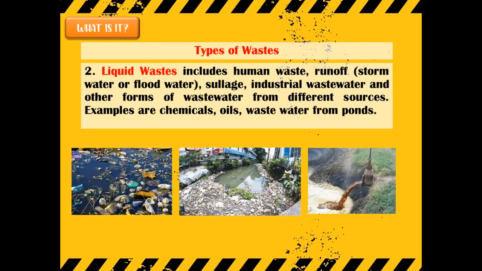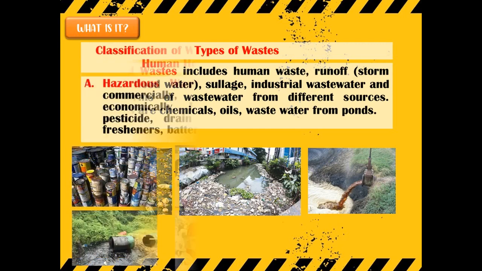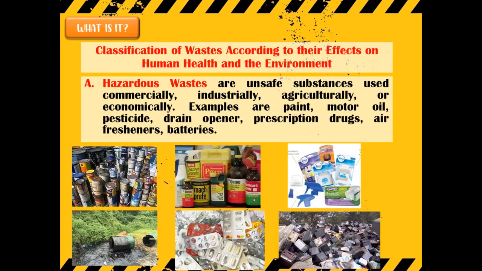Next is liquid waste. It includes human waste, runoff or stormwater or floodwater, sewage, industrial water, wastewater, and other forms of wastewater from different sources. Examples are chemicals, oils, wastewater from ponds. Classification of waste according to their effects on human health and the environment.